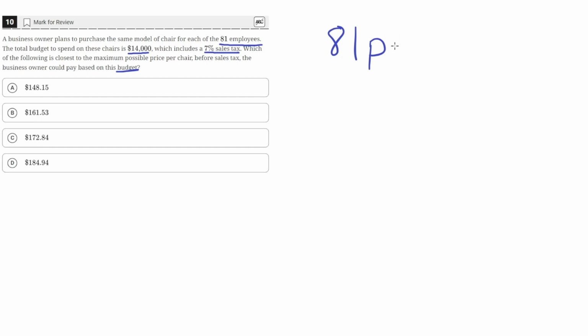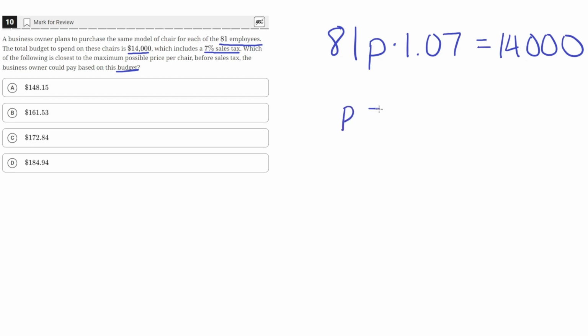gives us the total cost of the chairs. But we also have to account for the sales tax. So to account for that, we can multiply by 1.07. This would apply a 7% sales tax. So this cannot exceed $14,000. So to find the maximum price per chair that we can spend, we have to find a value of P such that we get right up to the budget of $14,000. So now we can just solve for the value of P.